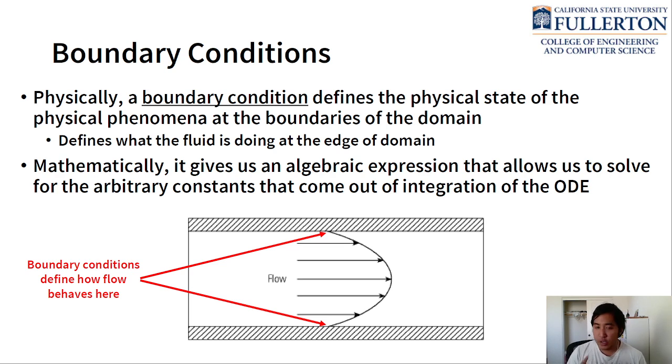You can see in the figure below we have what looks like flow in a pipe, and so our boundary conditions are going to define what the flow is doing at the two walls that contain the flow, right? Our domain is whatever's inside the pipe, and the boundaries are the edges of that pipe. Mathematically, whenever we solve second order ODEs, we need algebraic expressions to solve for the arbitrary constants, and the boundary conditions are what let us do that.